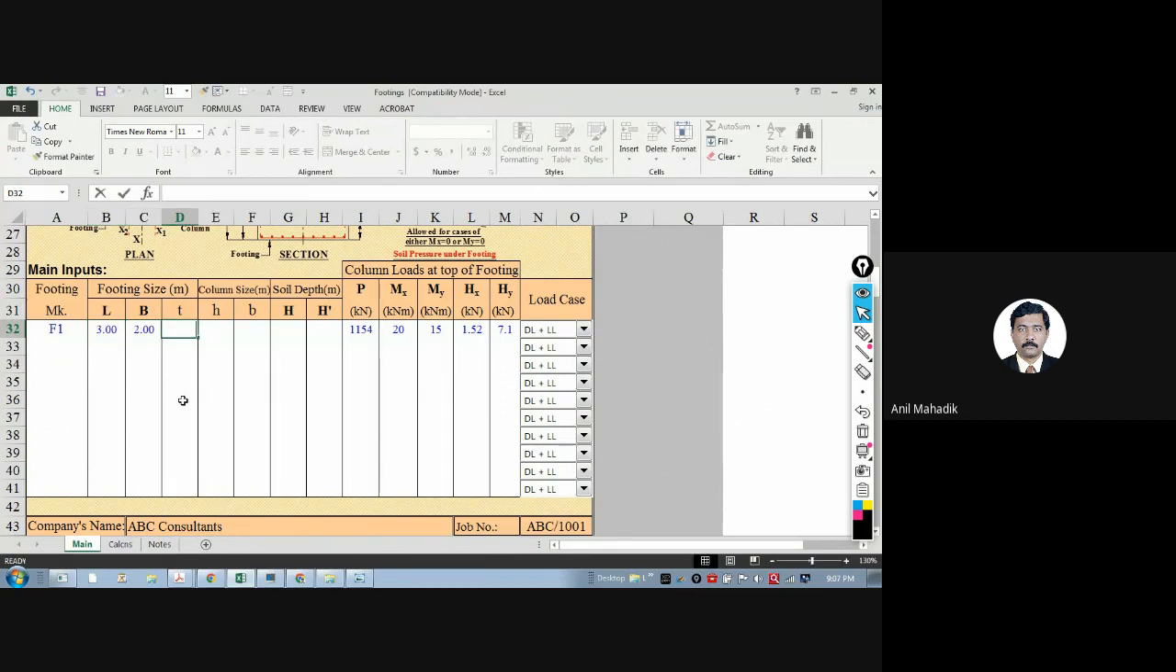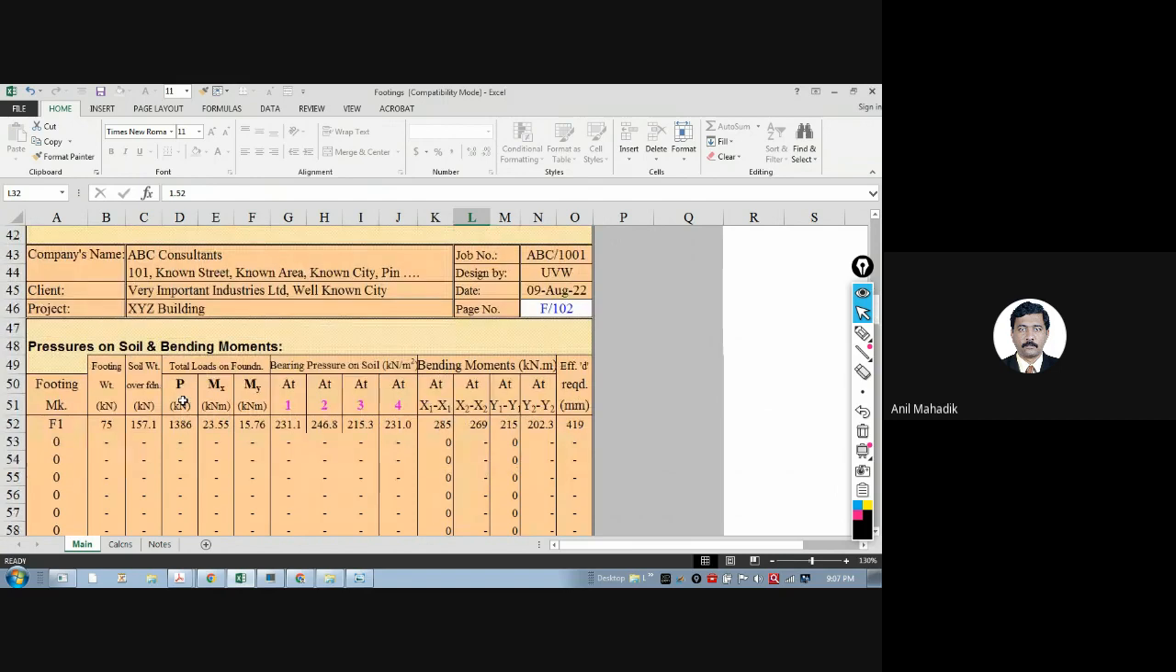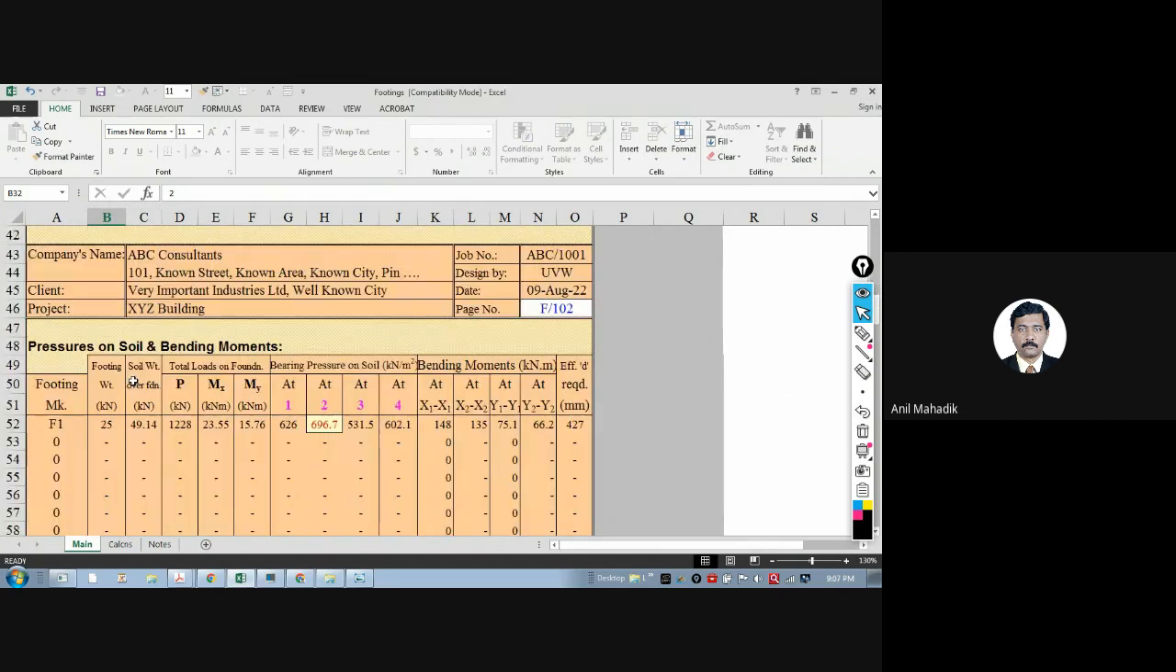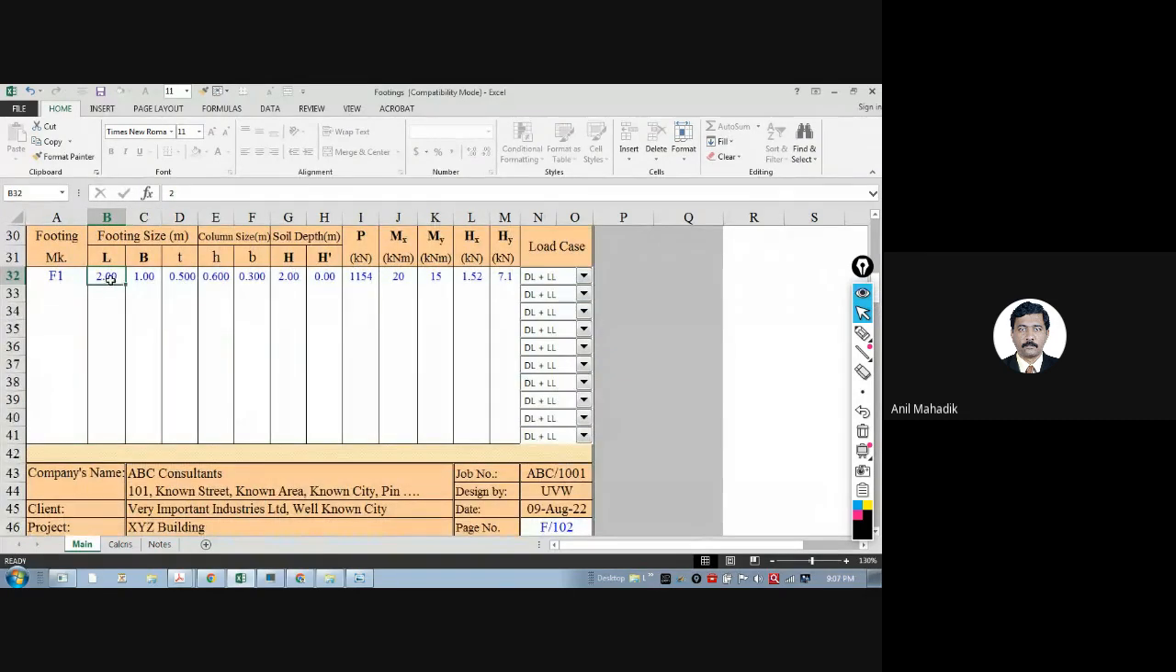Thickness of footing, assume let's say 0.5. Column size is 0.6 by 0.3. Depth of foundation, in this case let's check 2. Water table, assume 0. And actual loads we have already put. Now go over here. Did it satisfy? Say I don't want to satisfy. Look, I'm assuming 2 meter by 1 meter size of the footing in the beginning.